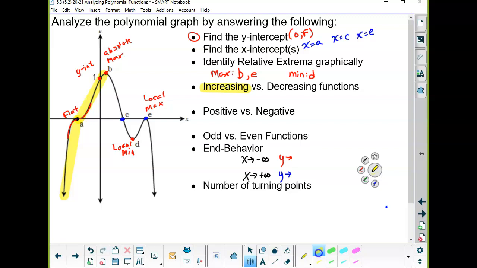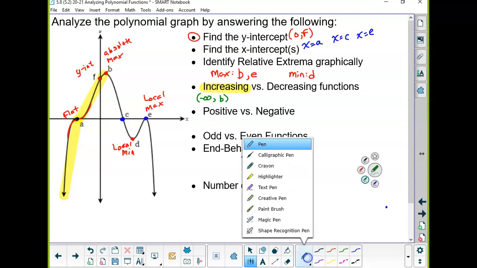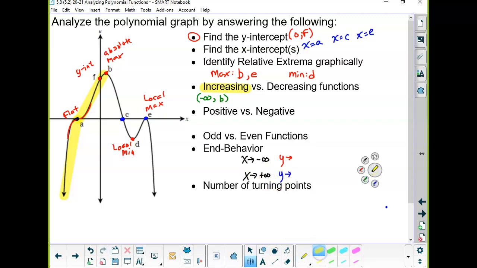So how do we write that? I didn't really tell you that directly. You could use interval notation, which means I'm increasing from negative infinity for x all the way until I get to b. Now, is that the only spot that we're increasing? No, because then I go from d to e is also increasing. So I might throw that interval in, saying, you know what, we're also increasing from d to e.